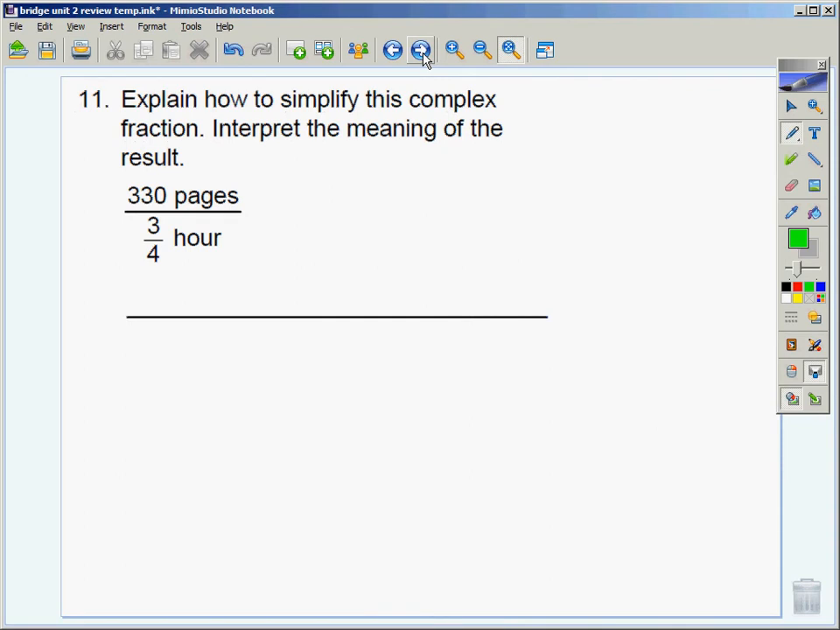Number 11, it says, explain how to simplify this complex fraction. There's probably the simplest explanation. What are we going to do? Keep, change, flip. I'm going to keep the 330. I'm going to change the division to multiplication. I'm going to flip the 3/4. When it's set up this way, what can I do? I can cross cancel. 3 goes into 330, 110 times. And when I multiply this out, it gives me 440.